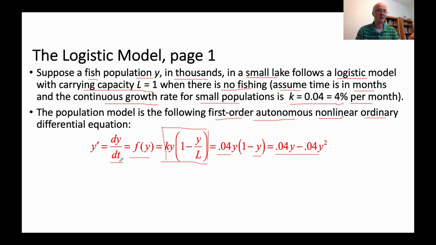The more fish there are, the faster baby fish are being born. They certainly overwhelm the number of fish that are dying. On the other hand, as y approaches the carrying capacity, there is less food available for each fish. More fish are dying off faster. Y over L is going to be close to 1. 1 minus y over L will be close to 0.